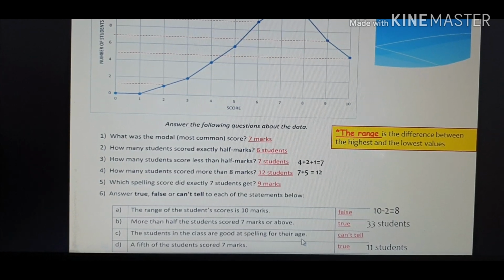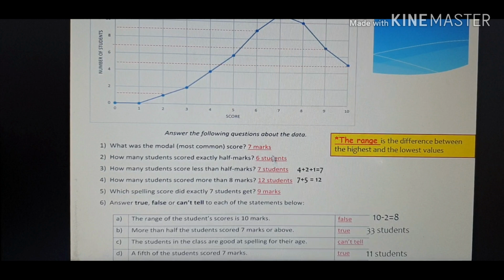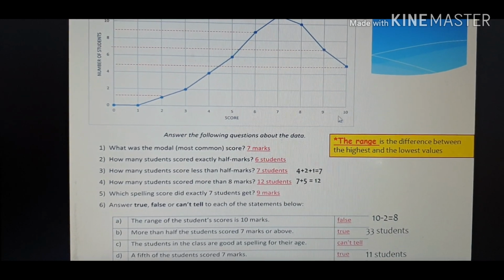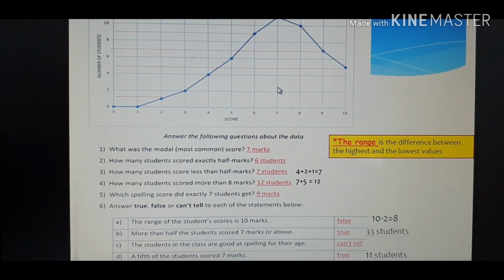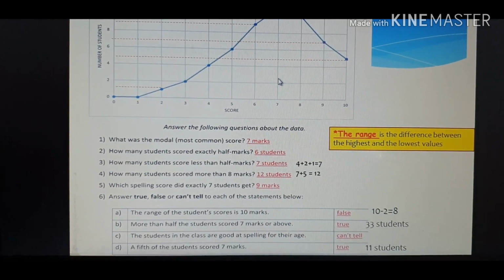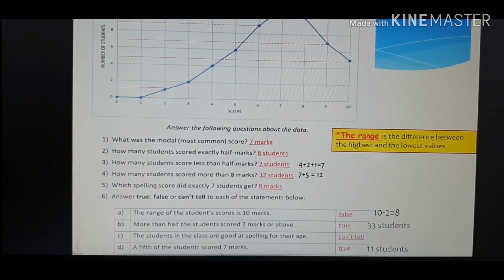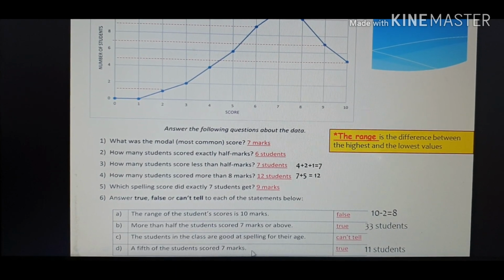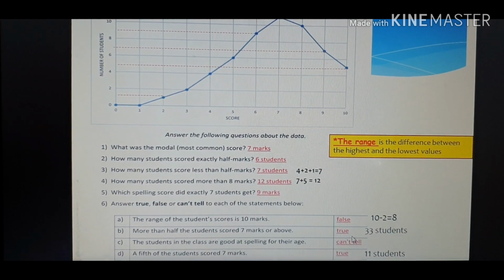The students in the class are good at spelling for this age. Can I tell this from the information? This information I don't have. They didn't give me whether the students in the class are good at spelling for this age or not. Okay. A fifth of the students scored 7 marks. A fifth of 55, 1/5 of 55 is 11.